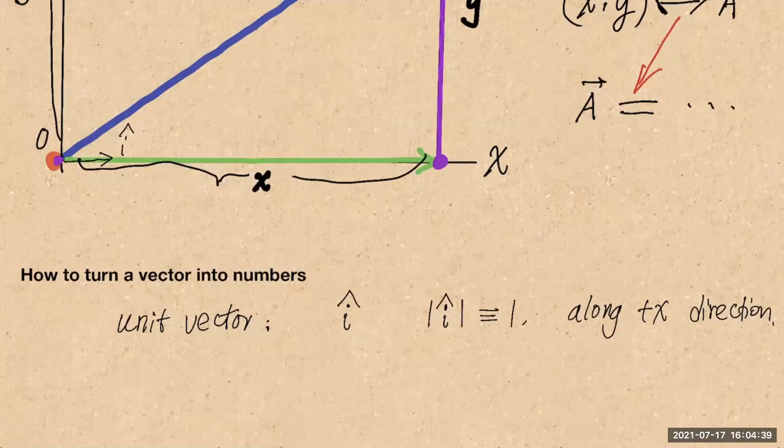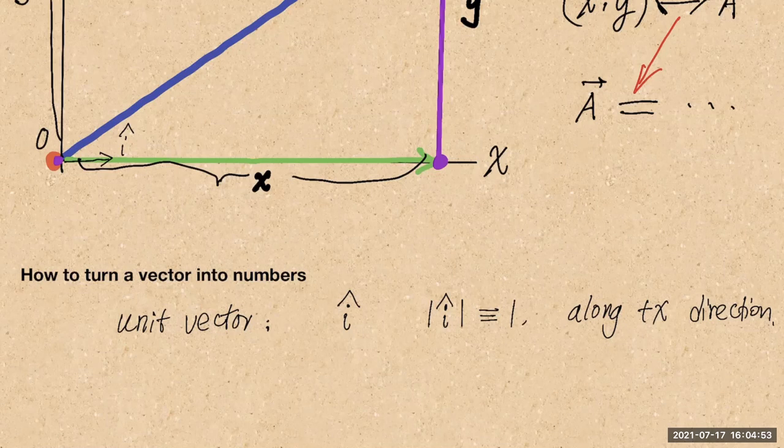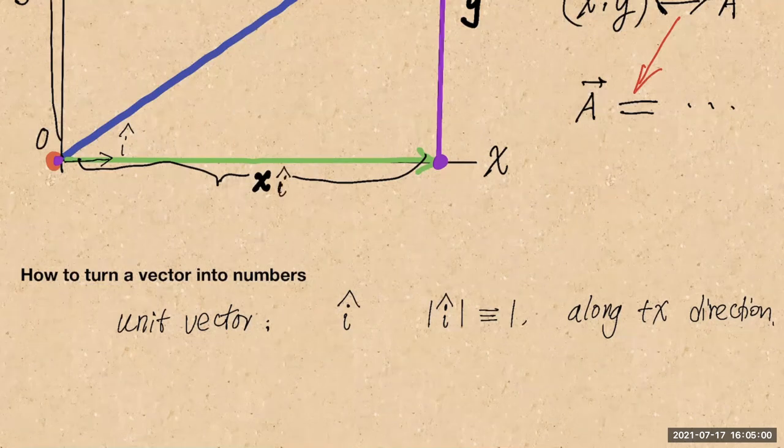If I define i like this, then what's the difference between i and this green vector? Look, they have the same direction, right? The only difference is their magnitude. Instead of having a length of 1 unit, the green vector has a length of x units, and therefore the green vector is just x times i, isn't it? Right, so this green vector I can write as x times i. Okay, that's the green vector.